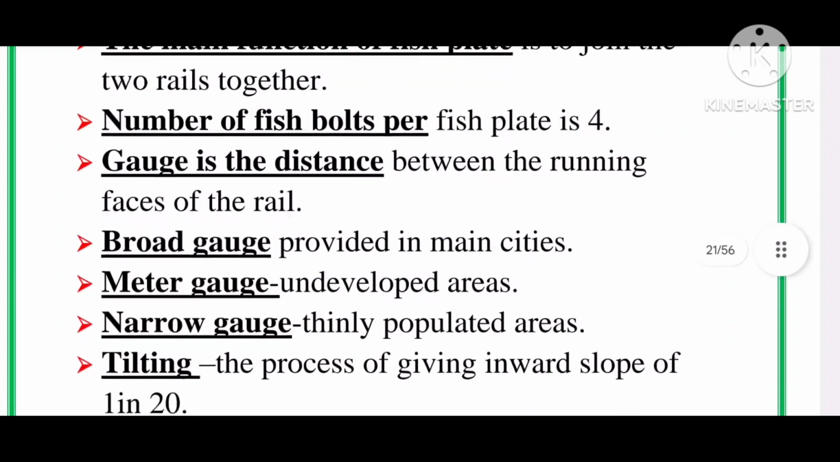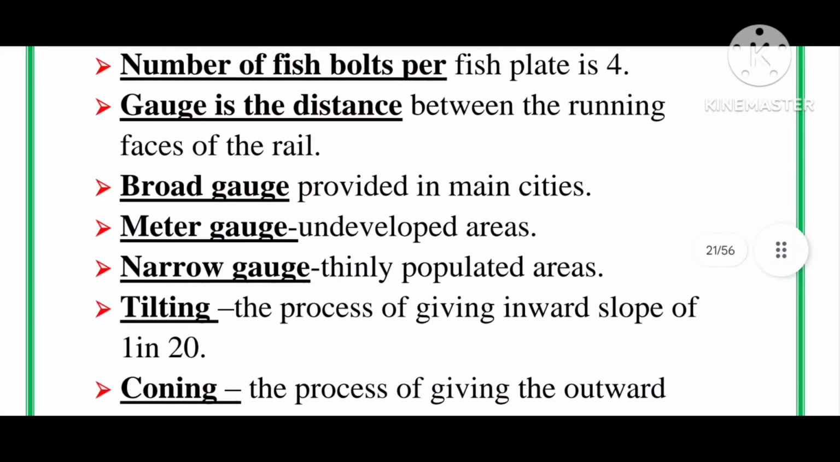Next one, the gauge is the distance between running faces of the rail. Broad gauge is provided in main cities, meter gauge in undeveloped areas, and narrow gauge in thinly populated areas.